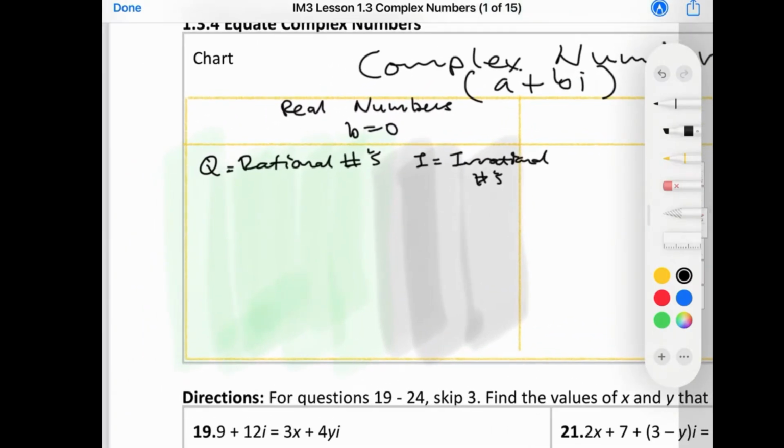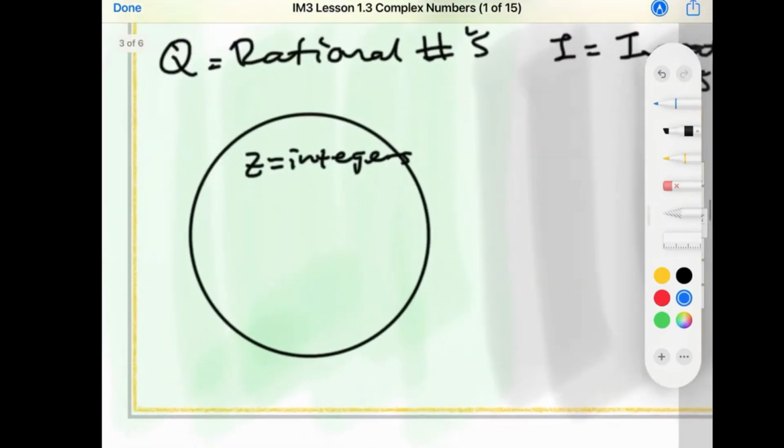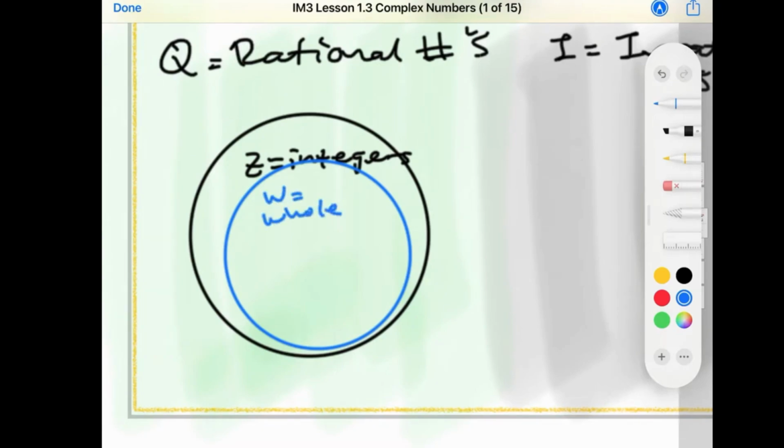Alright, within rational numbers, you have a family called Z, which is integers. And within integers, you have something called W for whole numbers: 1, 2, 3, 4, 5, 6, 7, 8, 9. And then within this, you have the N, which is natural numbers, which includes 0.